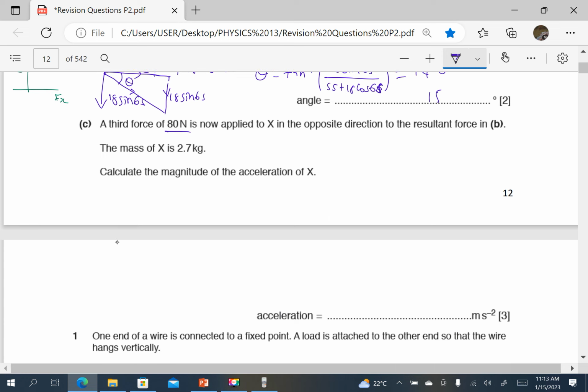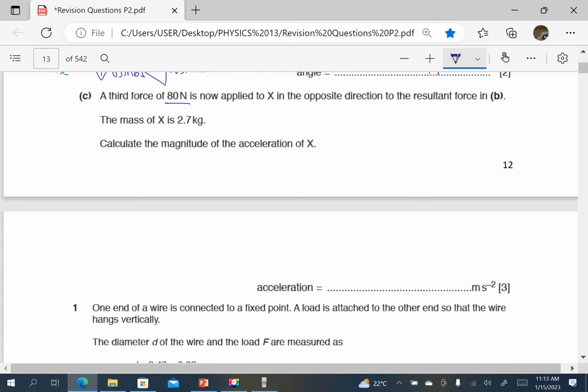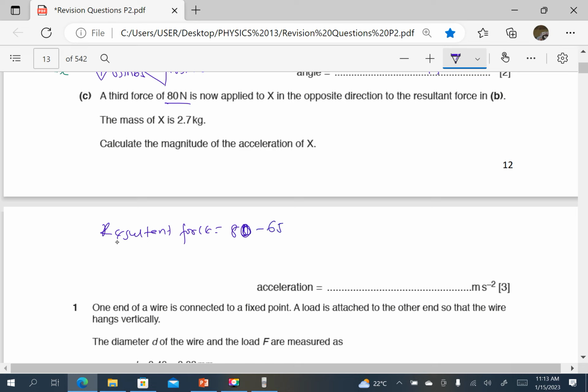Now a third force is in the opposite direction to the resultant, so our new resultant force is going to be the difference between those two. So resultant force is going to be the difference between the two, that is 80 minus 65, which I think is 15 Newtons. Then find the acceleration.